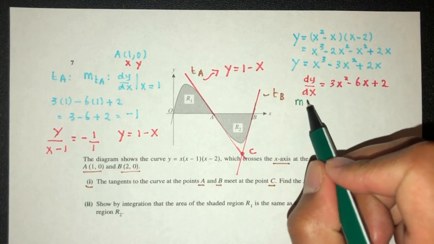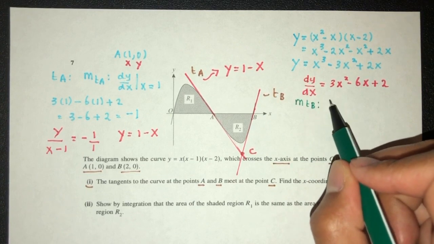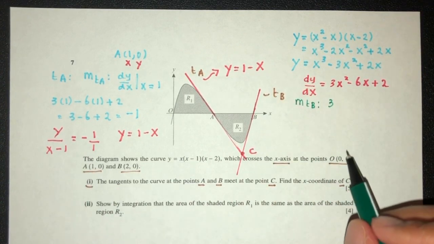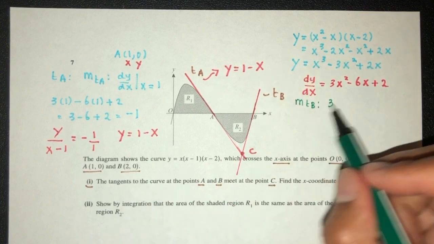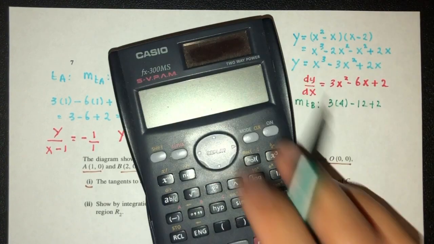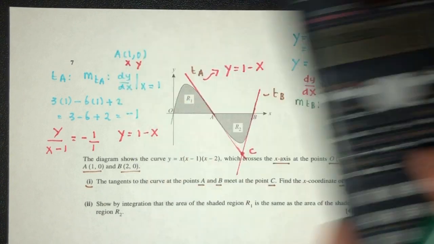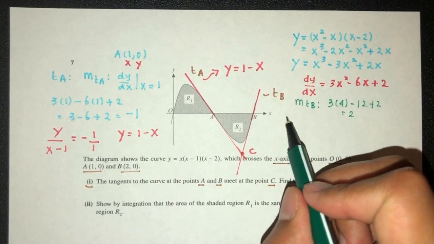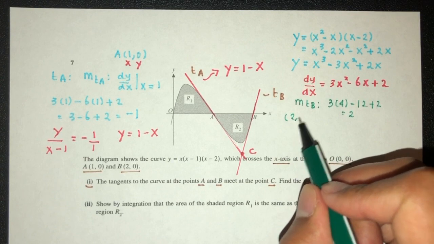Now same thing, we have to find the equation of the tangent at B. So the gradient of tangent B is what? It is 3 at the point B, where x equal to 2. 3 times 4 minus 12 plus 2. So 12 minus 12 plus 2, that should be 2. Now we have a passing point, which is the point 2, 0.